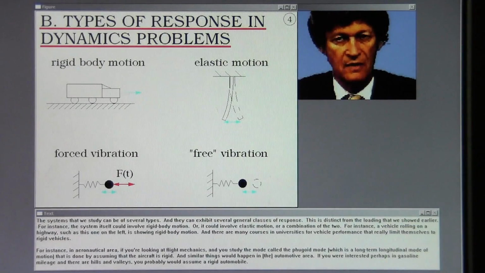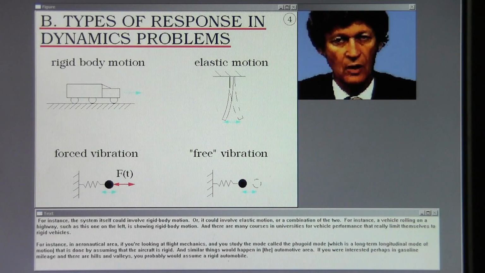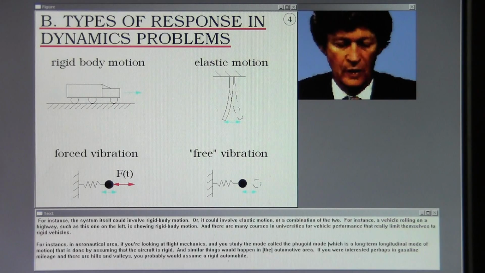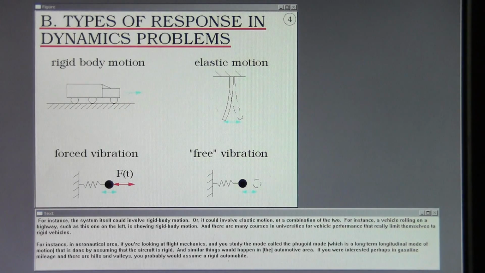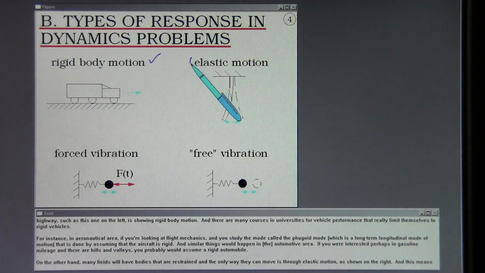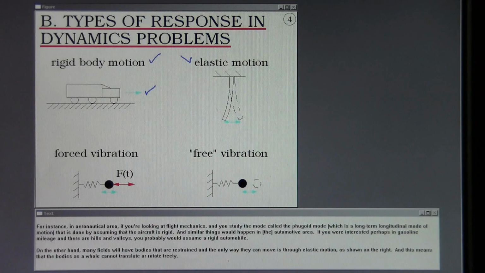The systems that we study can be of several types, and they can exhibit several general classes of response. This is distinct from the loading that we showed earlier. For instance, the system itself could involve rigid body motion, or it could involve elastic motion, or a combination of the two. For instance, a vehicle rolling on a highway, such as this one on the left, is showing rigid body motion. And there are many courses in universities for vehicle performance that really limit themselves to rigid vehicles.